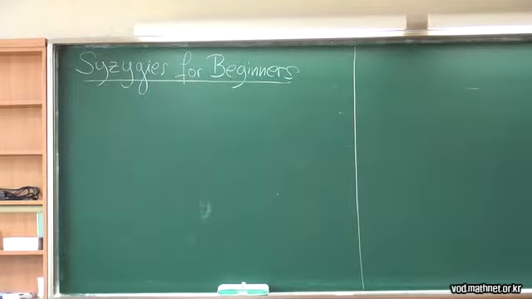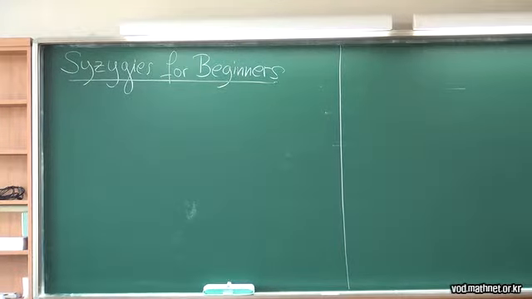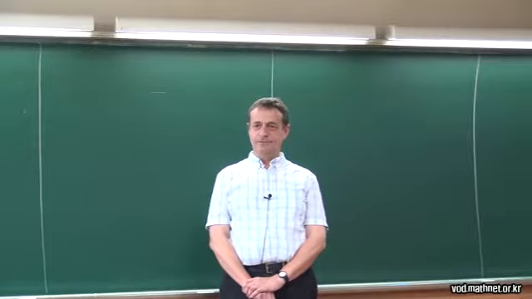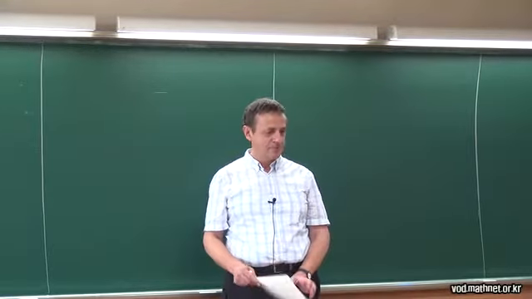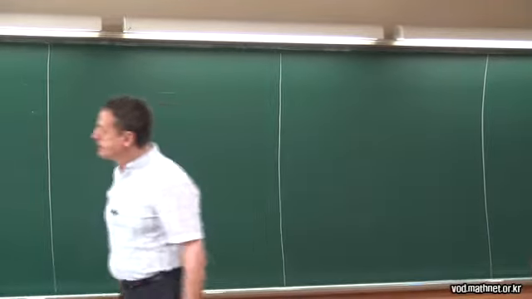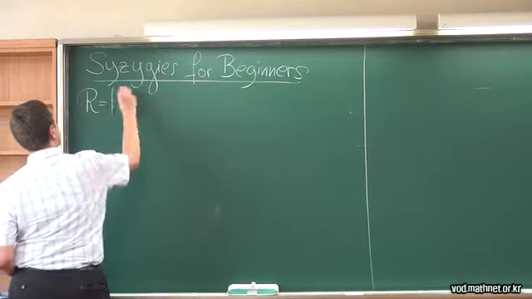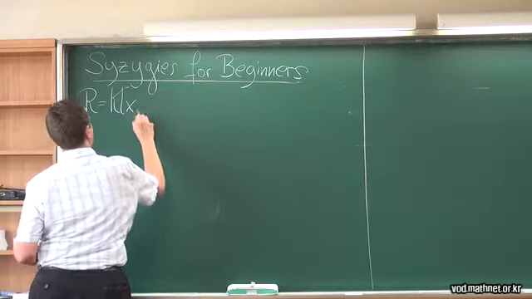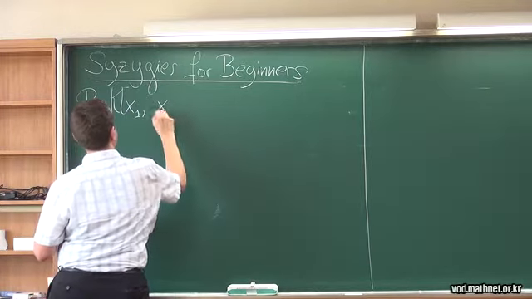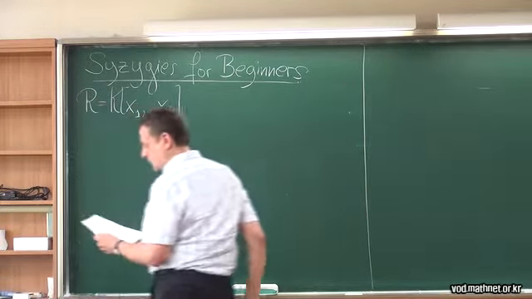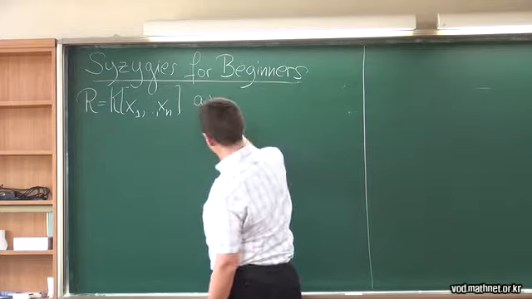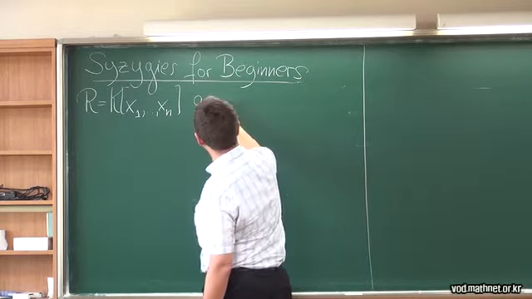We're supposed to talk about syzygies today. Give a very basic introduction to those who may not have seen so much of this. Even for the experts, you might see some points of view. So R is a polynomial ring in n variables over a field.